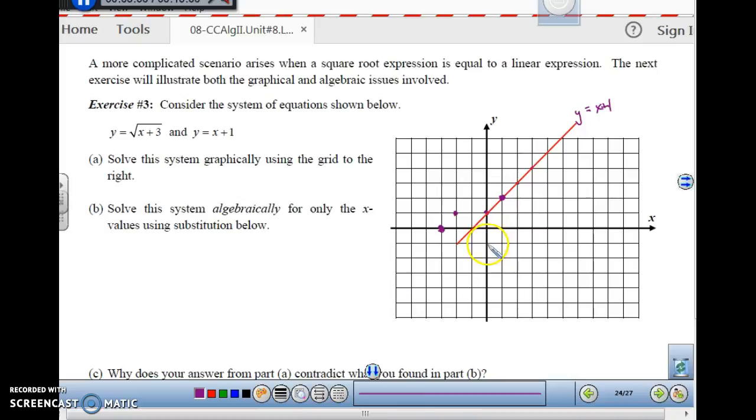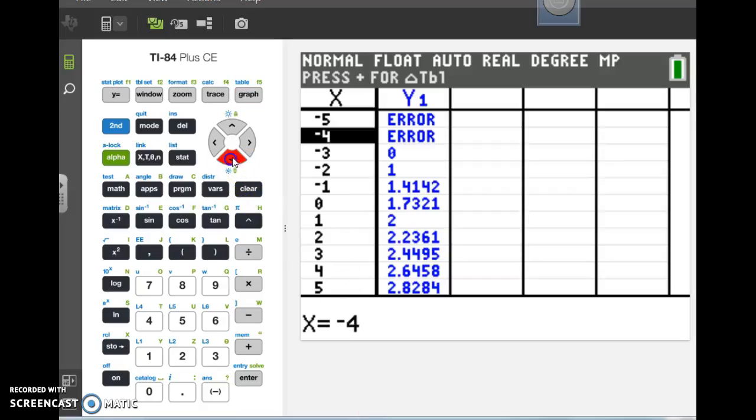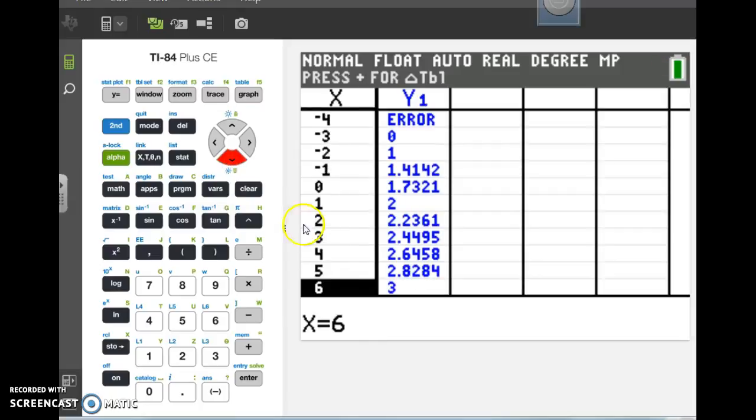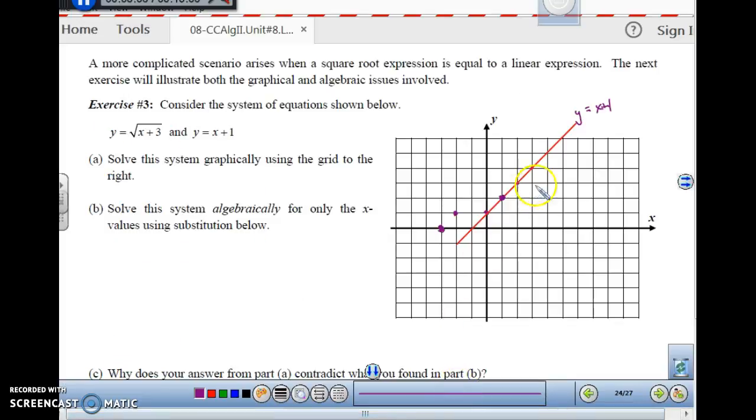Right there. And then if I scroll down here, I can find another point. 6 is at 3. Okay. So 1, 2, 3, 4, 5, 6. 1, 2, 3. Okay, so this is basically the square root graph shifted 3 to the right, or 3 to the left, I'm sorry. See if I can draw that a little neater. I'm not good with curves. That's a little better. Okay, so this is y equals the square root of x plus 3.